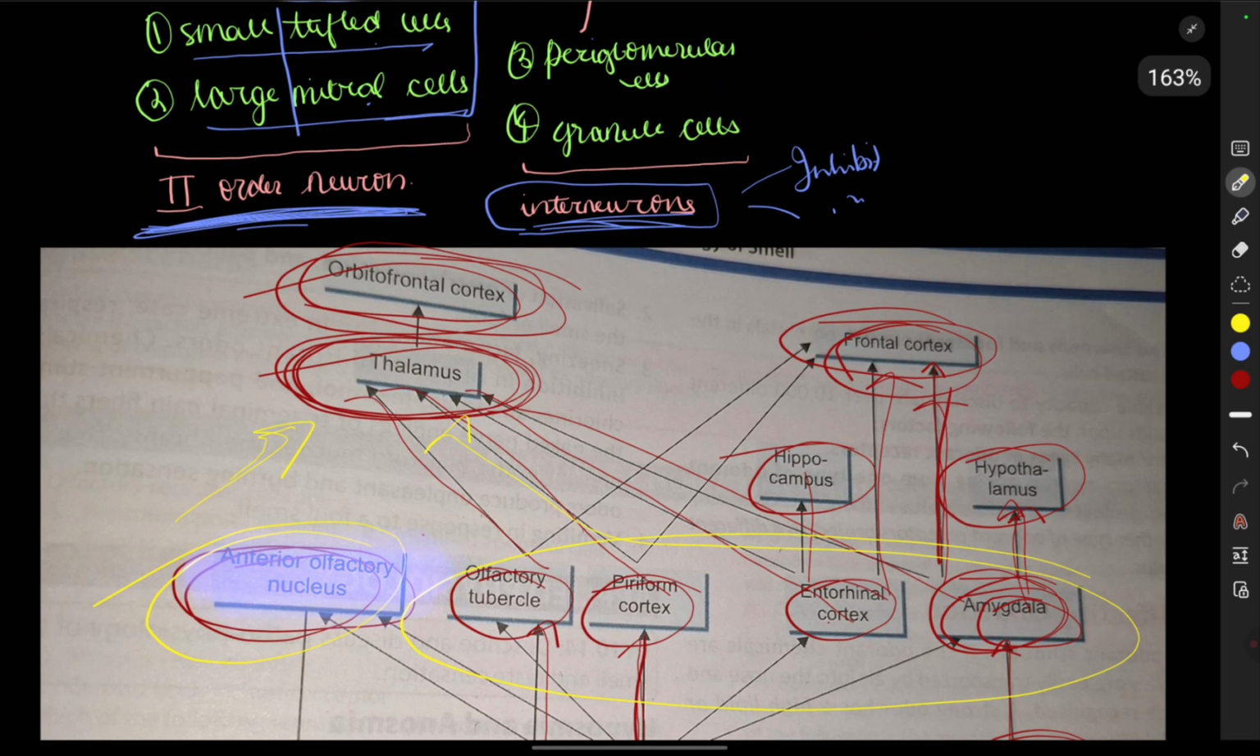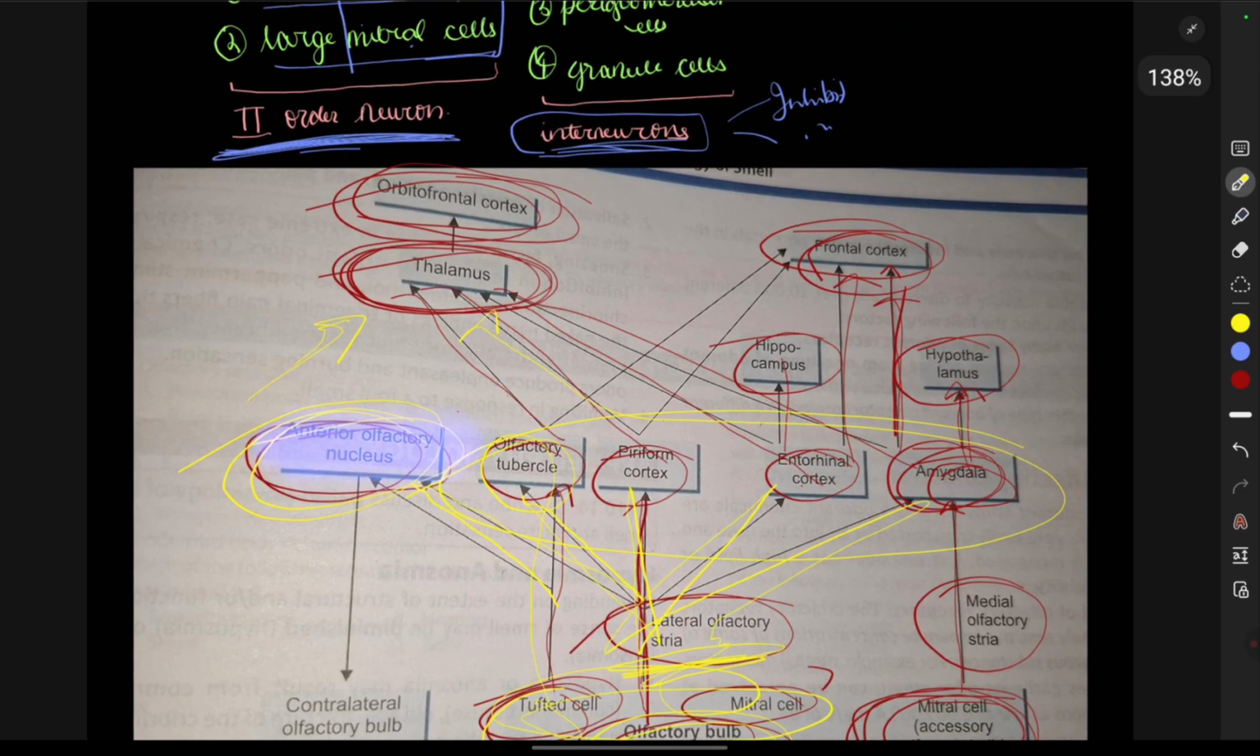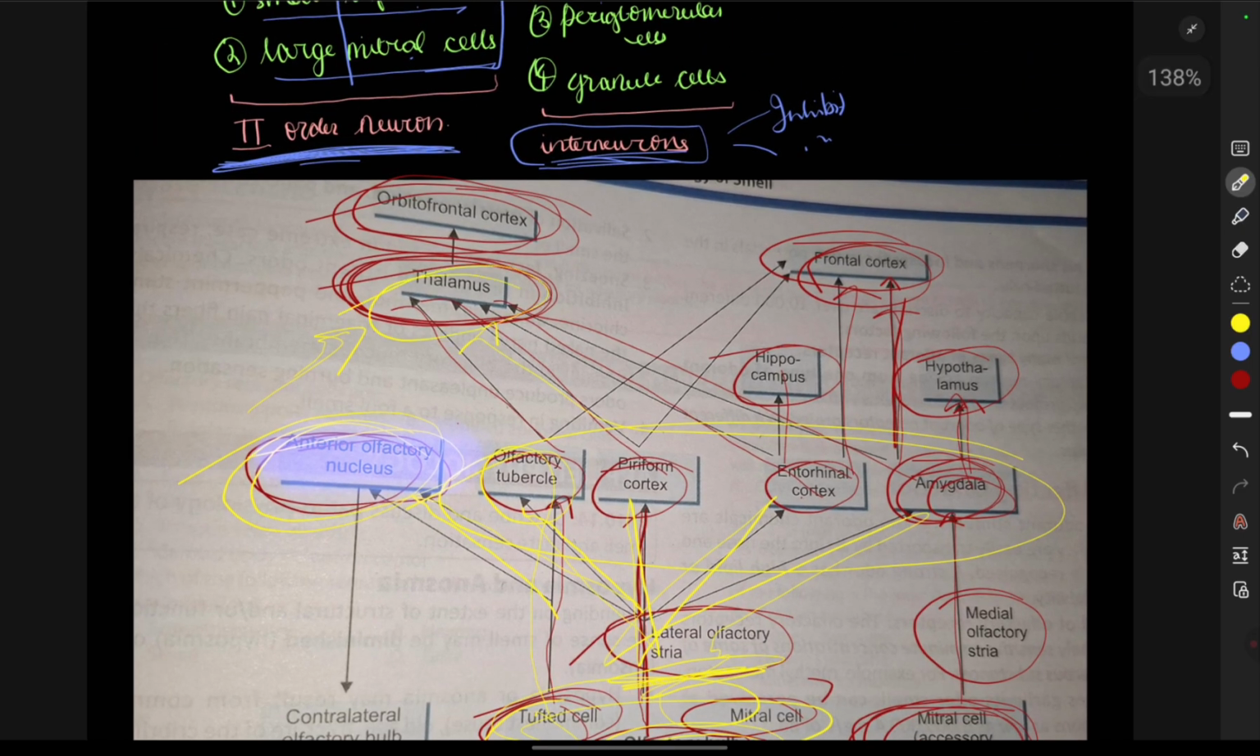Okay, so see, from the olfactory bulb, from the second order neuron, the lateral olfactory striae goes to the amygdala, entorhinal cortex, piriform cortex, olfactory tubercle and the anterior olfactory nucleus. From the tufted cell, it can go to the olfactory tubercle and anterior olfactory nucleus as well. Then it goes to the thalamus. From all these four, it goes to the thalamus and finally the orbitofrontal cortex.